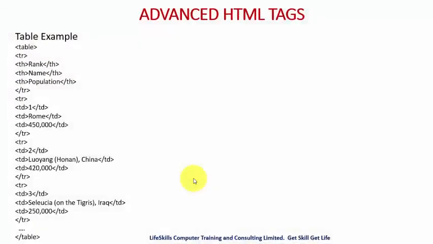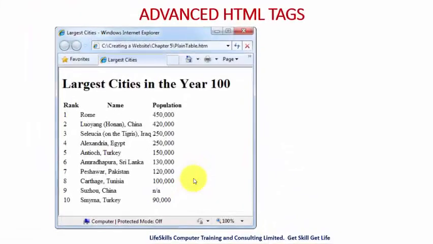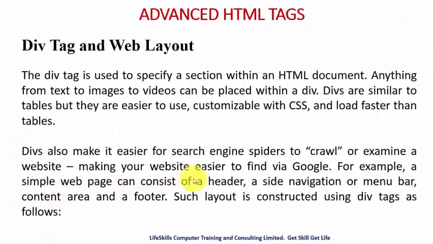Now let's continue. Let's continue with our presentation. We want to learn what we call div tag and web layouts. We want to learn div tag and web layouts. The div tag is used to specify a section within an HTML document. Anything from text to images to videos can be placed within a div. So we can see div tag is a division tag. It's a way of dividing your web page so that you can lay out the web page.